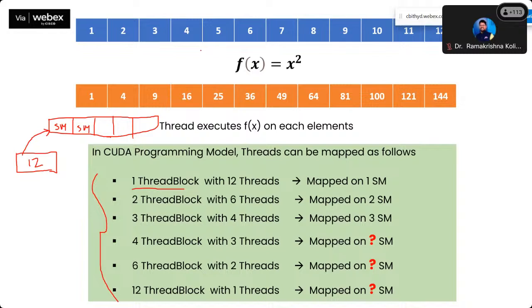If I break the same operation into two thread blocks, each thread block is able to execute 6 threads. I divided that. So one will go to this SM, and the other will go to this SM. Simultaneously, out of 5 SMs, 2 SMs will come into action, right?